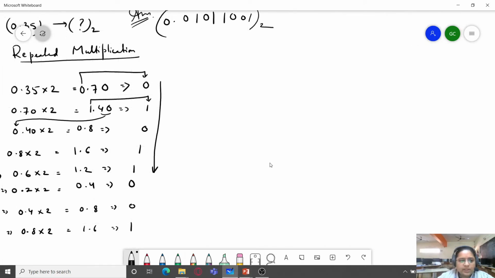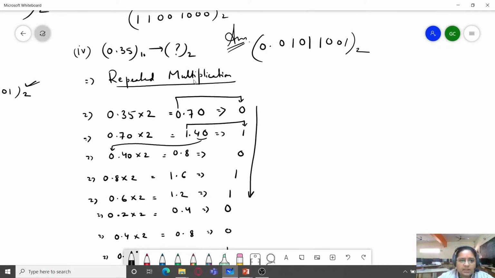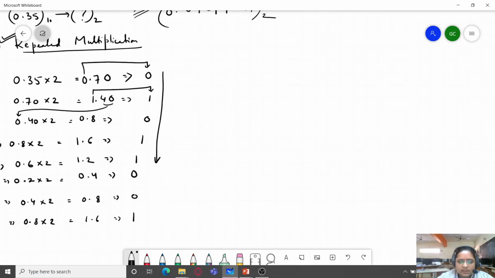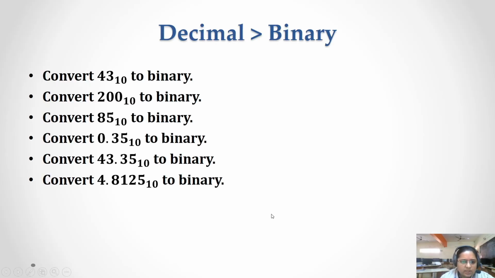So this is how we convert decimal numbers, that is the numbers with a fractional part. The fractional part of a number will always be converted using repeated multiplication, and the integral part of a number will always be converted using repeated division, which we will be seeing in the next question. So now the next question is 43.35.